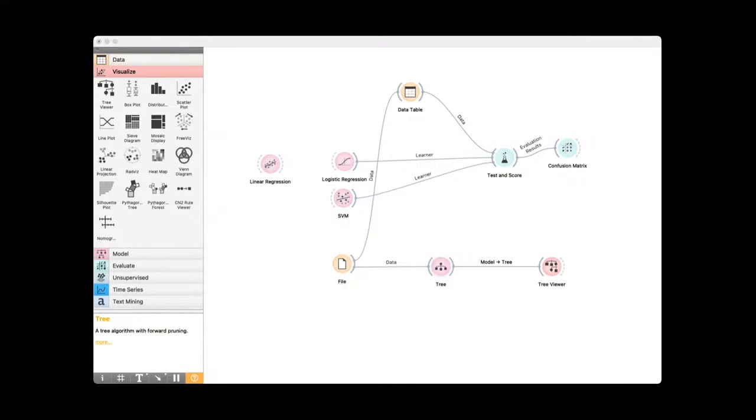Double click the tree. There are some interesting settings. First one, binary tree. Binary tree means you can ask one question and the answer should be yes or no. So the branch is binary.